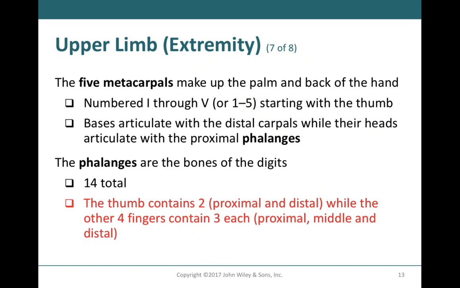Now in each hand we have 14 phalanges. Each finger is going to have 3, except for the thumb, which will only have 2. So once again we will use a naming system to name each of the phalanges. So we have proximal, middle, and distal phalanges on each finger. And the proximal phalange is going to articulate with the metacarpal bones, as well as with the middle phalange. The middle phalange will articulate with the proximal phalange and the distal phalange, and the distal phalange will only articulate with the middle phalange. Now this is true for all of our fingers except for the thumbs. Remember, the thumbs only have 2 phalanges. They have a proximal phalange and a distal phalange.